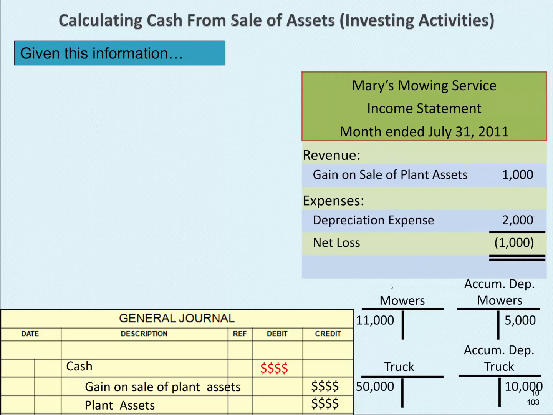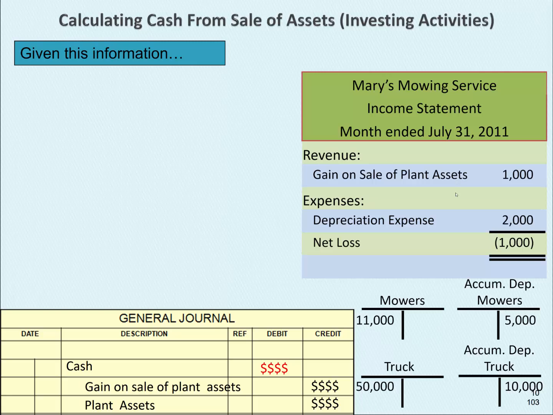Given this information, and now notice down here in the lower right, we've got two types of assets. We've got mowers and the depreciation on the mowers. We've got a truck and the depreciation on the truck. So we've got two long-term assets. And here is our income statement.